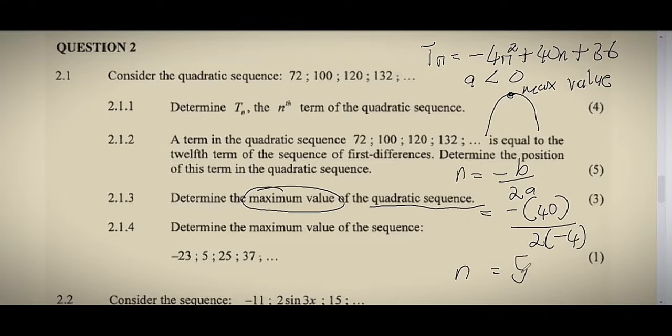Note that n equal to 5 doesn't mean that n is our maximum value, but this is the position where our maximum value occurs. So we still need to get the maximum value by taking this 5 and substituting it back into the general formula. So T5 is equal to, where I see n, substitute 5. So 40 times 5, then plus 36. Then if we do this, let's find our maximum value.